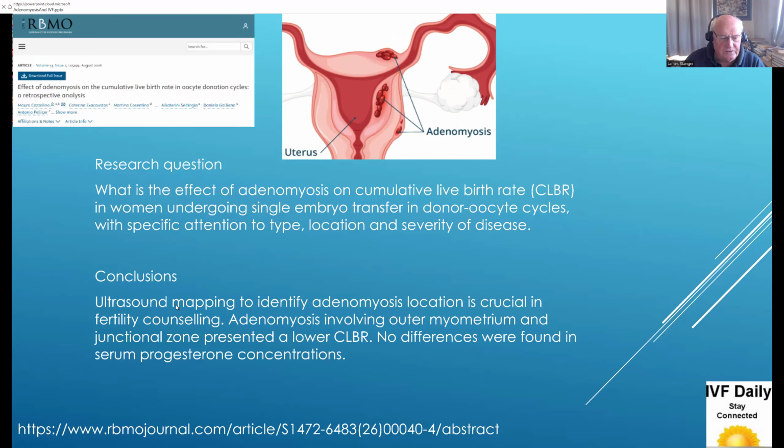And they found the ultrasound mapping to identify adenomyosis location is crucial in fertility counselling. Adenomyosis involving the outer myometrium and junctional zone presented a lower cumulative live birth rate, and no difference was found in serum progesterone concentrations. So the argument here is they're suggesting that whereabouts the adenomyosis is located and its severity will change the outcome, and you need to know that information when you're being counselled by your clinician.